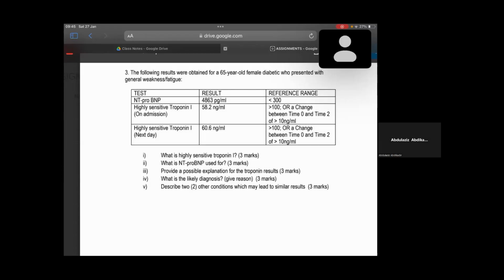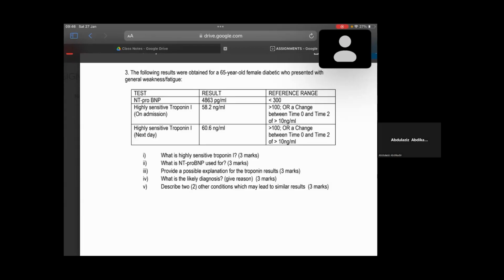Yeah, you can say there is a minor impact. Ah, that's perfect. There's a minor impact. That's good. Also, what is the likely diagnosis? Minor impacts give reason. The highly sensitive troponin is there. It was found, even though it has not reached the lower range to call it an MI, but there's a minor impact.